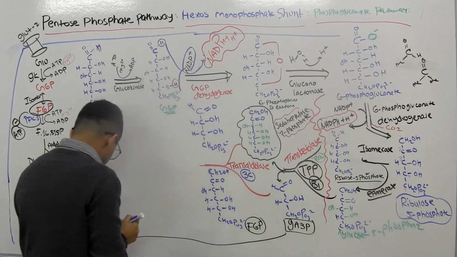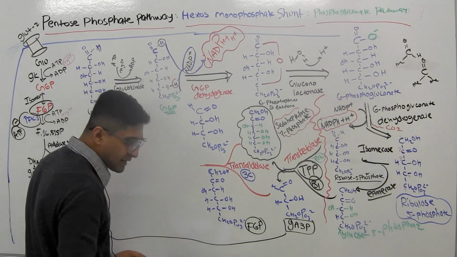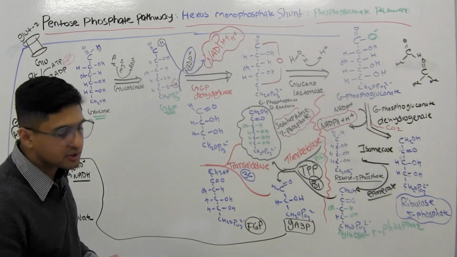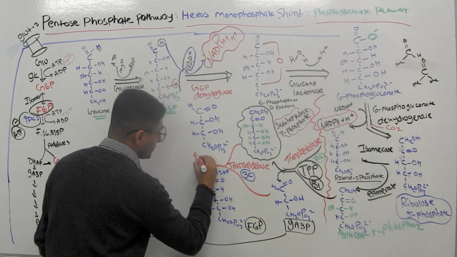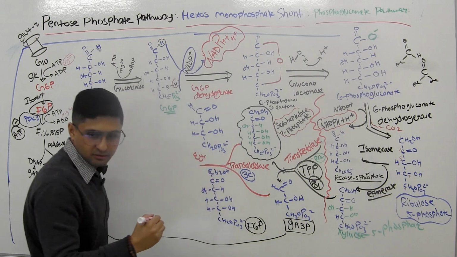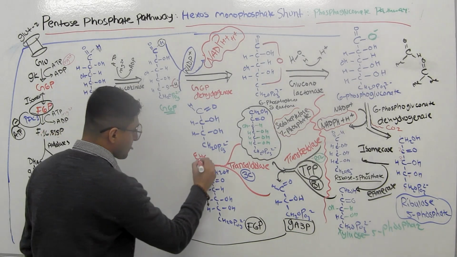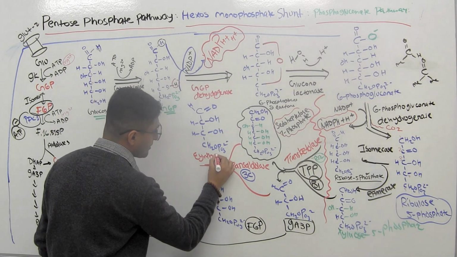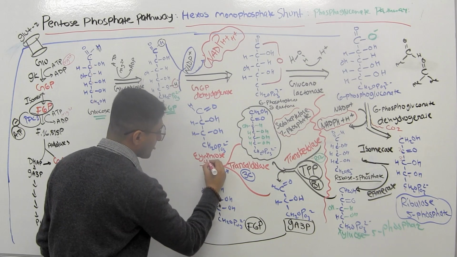And what is the name of this compound, guys? It's a 4 carbon, right? And then we call it erythrose, E-R-Y-T-H-R-O-S-E, erythrose 4-phosphate.